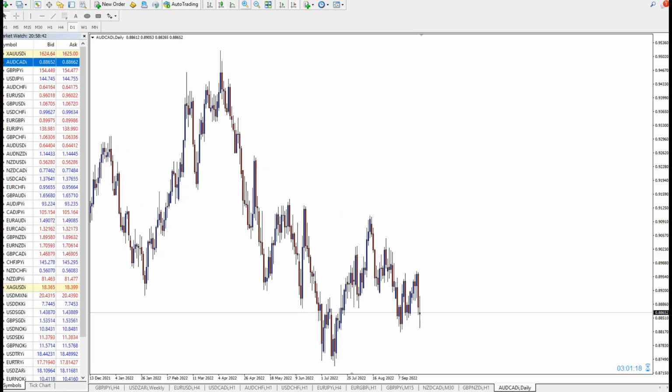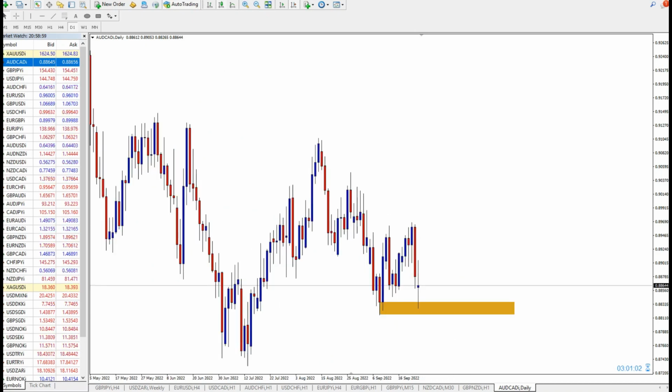So let's start on the daily. How do you find a reversal zone? The way I like to draw reversal zones is from the wick. If you want to draw a reversal zone which is a buying zone, what we want is to look for the last bearish candle before the market starts pushing up.